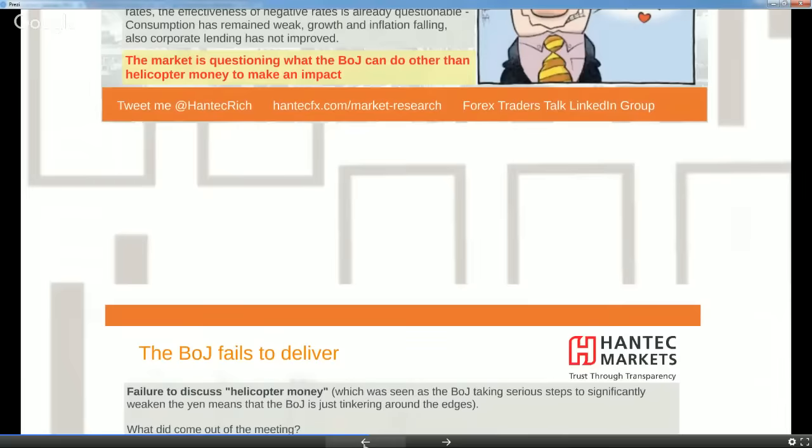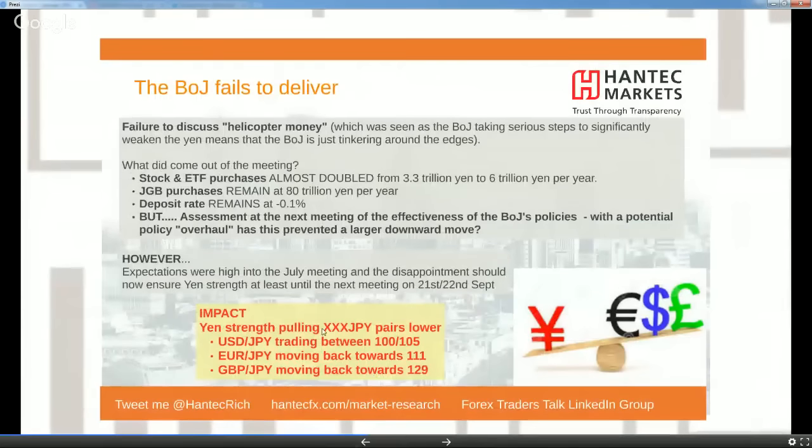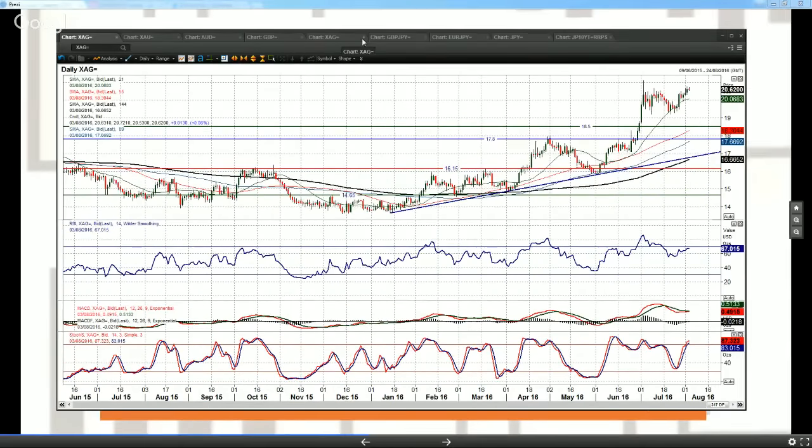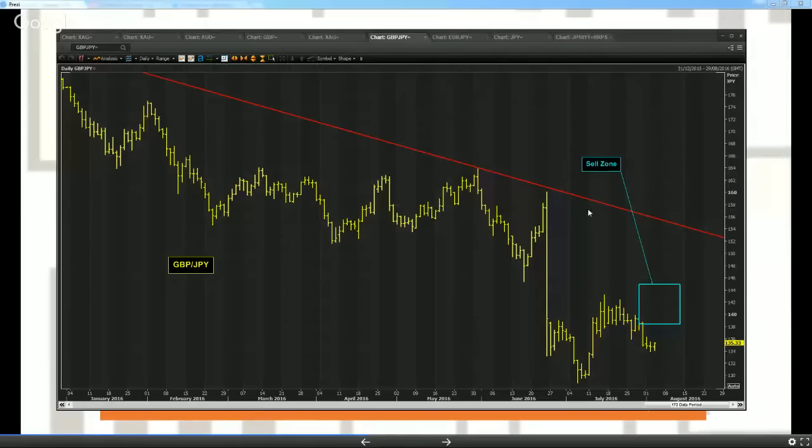So ultimately, just going back to this slide here, what's the impact been on pulling yen pairs lower? So pulling dollar yen lower. It's not a million miles away from 100 yen now. Euro yen moving back towards 111. These are all key July lows, and sterling yen moving back towards 129. Now I do have the charts of that. You've got sterling yen already pulling lower.